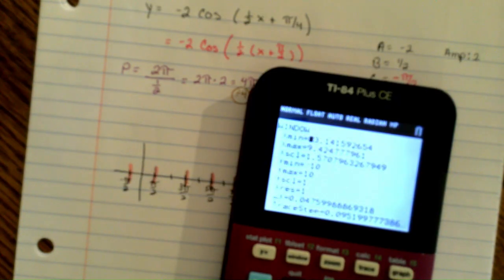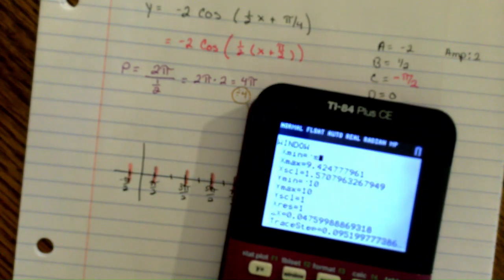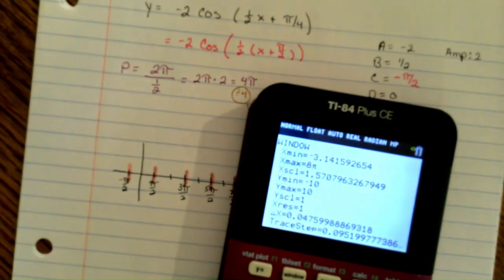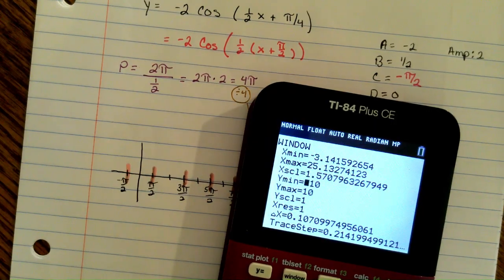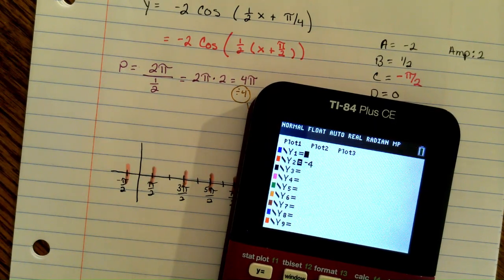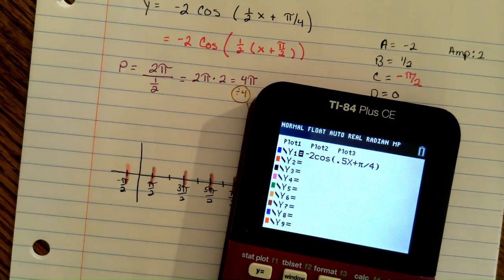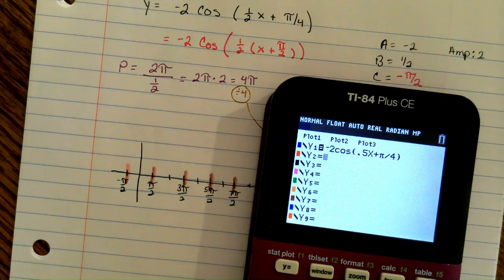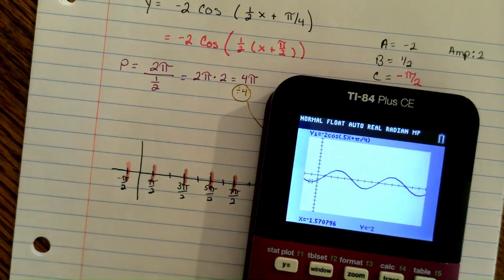So in my window, I went from, we'll just go negative pi, 15 pi, we'll go 16 pi over 2 or 8 pi. And we numbered by pi over 2's still. That's not normal, but oh well. And our equation is -2 cosine of 0.5x plus pi over 4. Okay, and our first key value was negative pi over 2. That was our C value. It was indeed down 2.